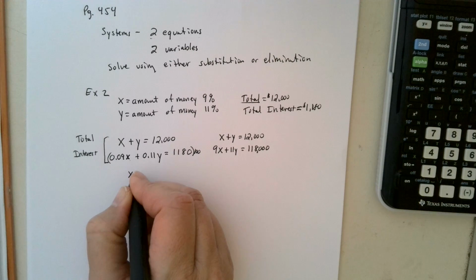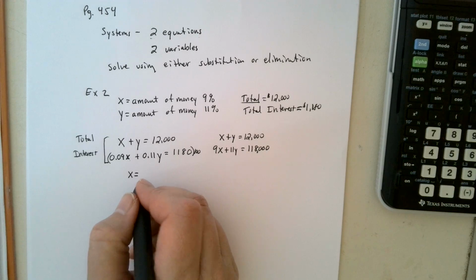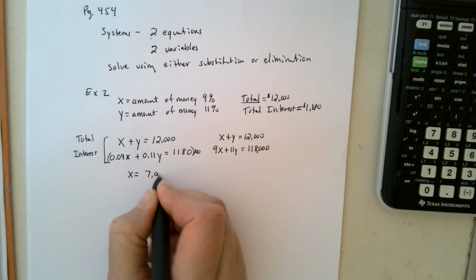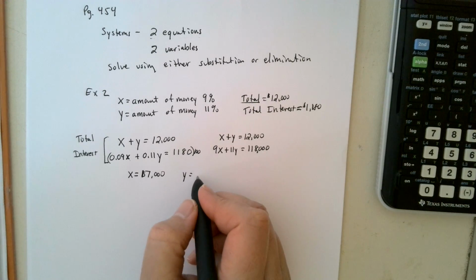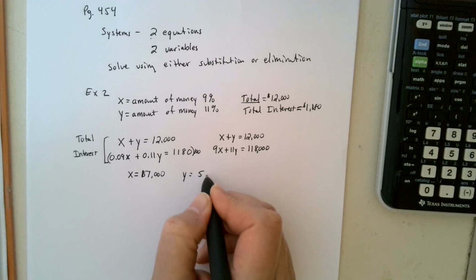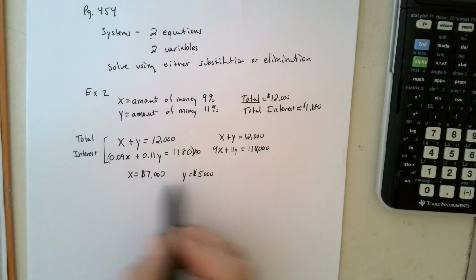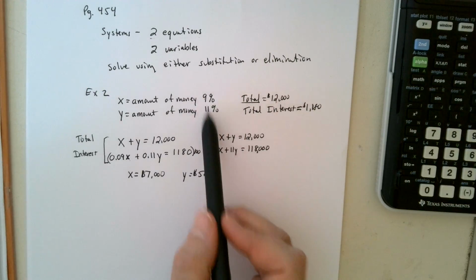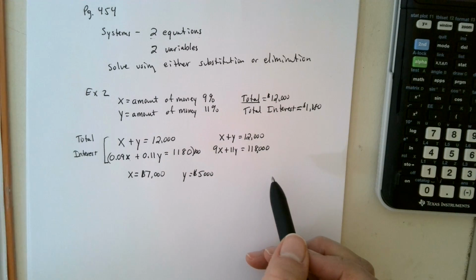You can see in the book that the X amount was $7,000, and the Y amount would be the $5,000. And so these two amounts add up to 12,000, and if you figured the interest on each one, it would add up to the 1,180.